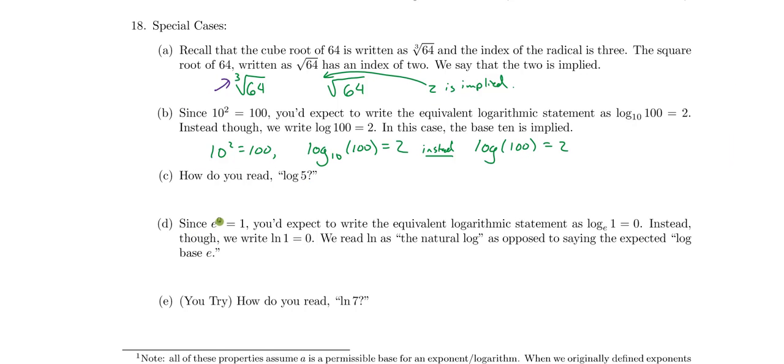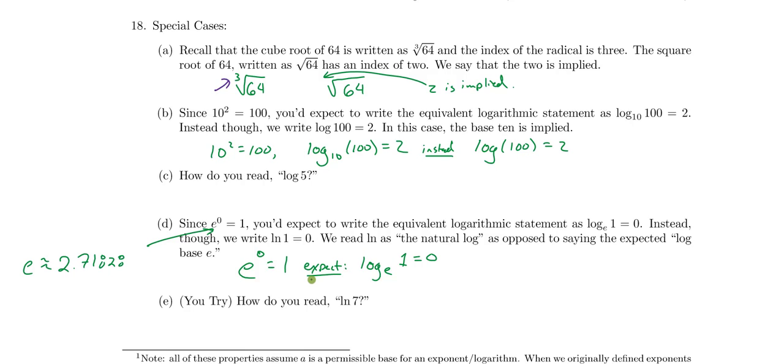Okay. Now, since e to the 0th power, here I'm using e as in Euler's number. e is approximately 2.71828, and it goes on, never repeating. e to the 0 is equal to 1. So we use the number e to stand for this base, which is an appropriate base for an exponent. You'd expect to write the equivalent logarithm this way. That is, for the exponential fact e to the 0 equals 1, you'd expect to write it as the log base e of 1 is equal to 0.